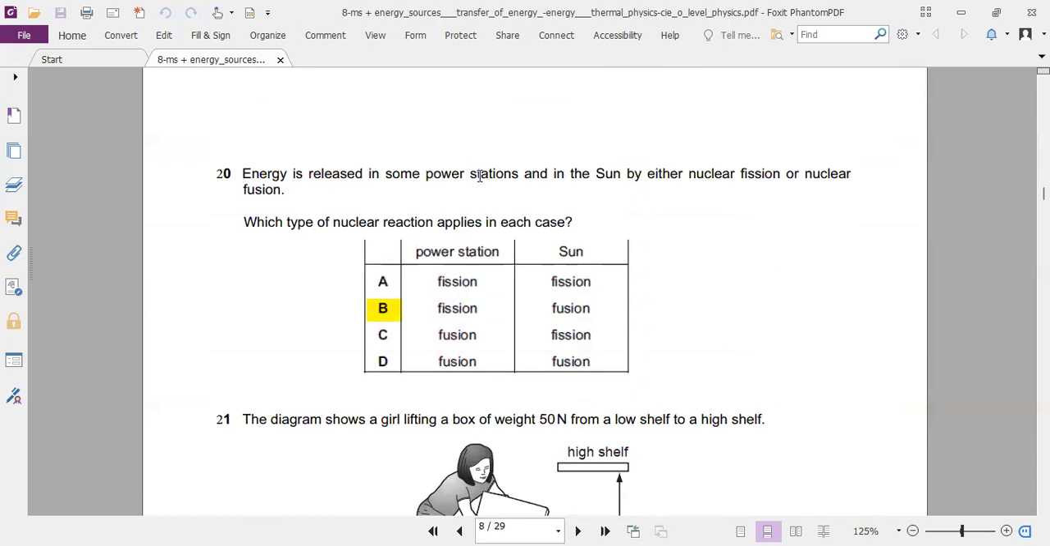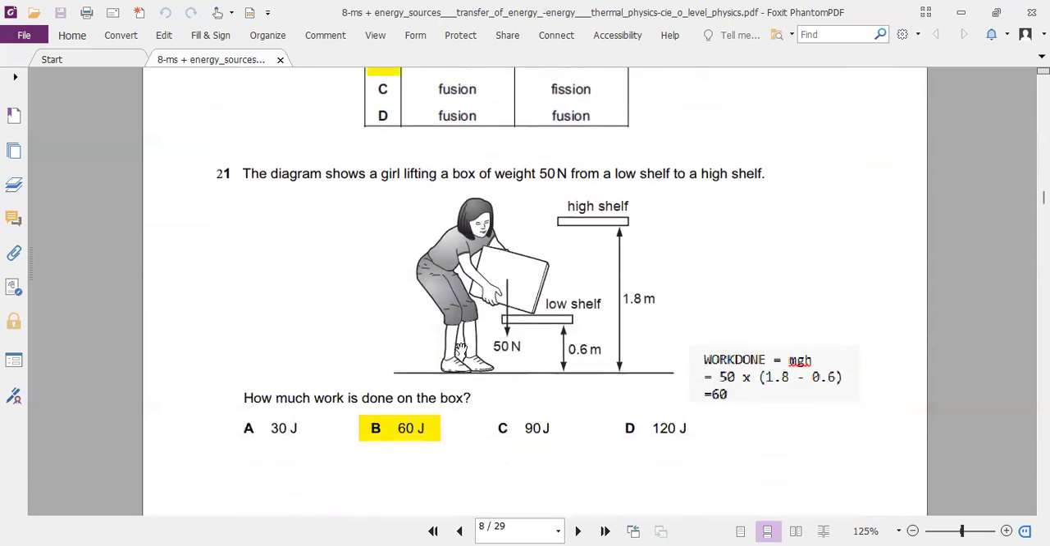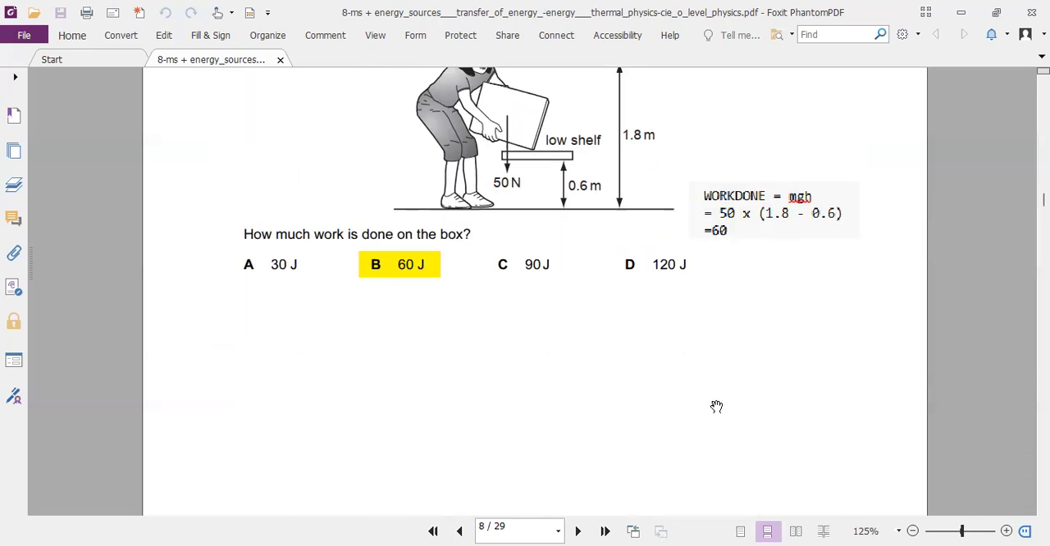Energy is released in a power station. So a power station uses fission and the sun uses fusion. Just remember these two facts. Next, this block of 50 Newton is lifted by this height, 1.8 minus 0.6, and that gives the work done: 50 times this, 60.